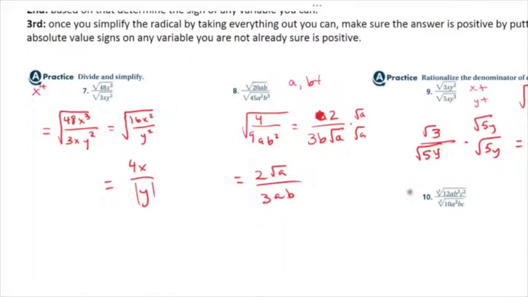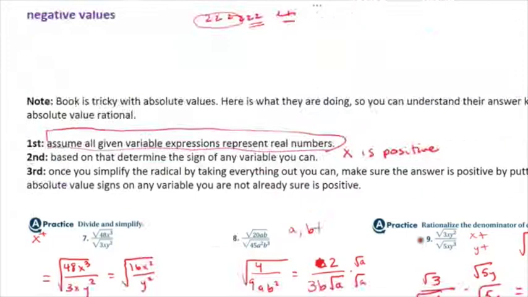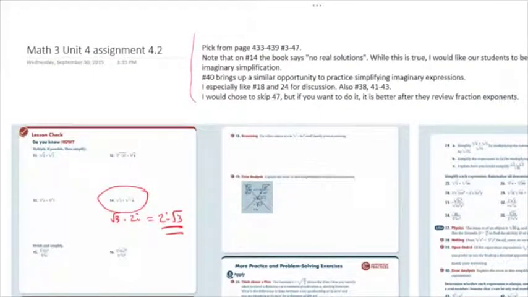And then this one, they shouldn't be worrying about absolute values because these are cube roots, and so there's no need to worry about things being positive and negatives. Even roots yield positive answers. Odd roots can be positive or negative, no need for absolute values. So that's what's going on in 4.2.